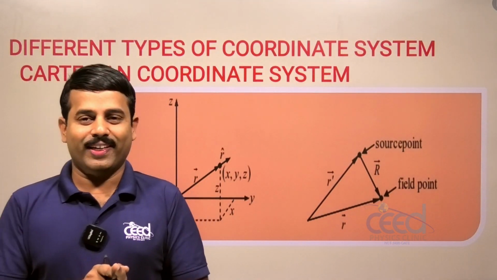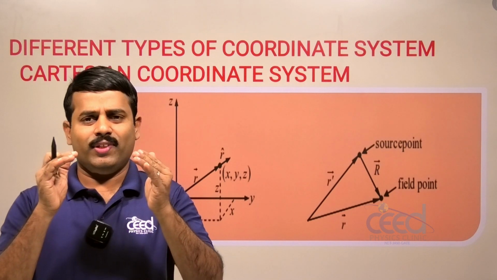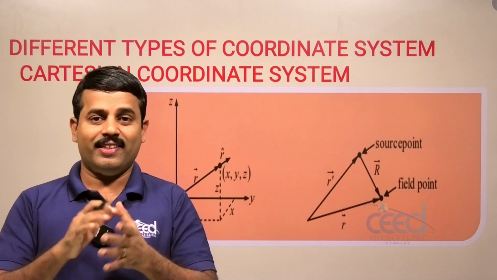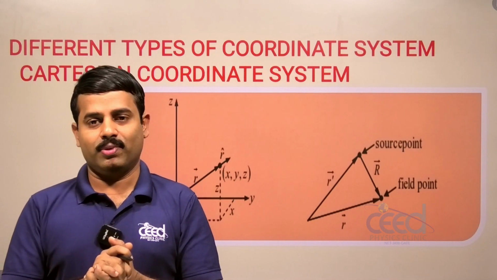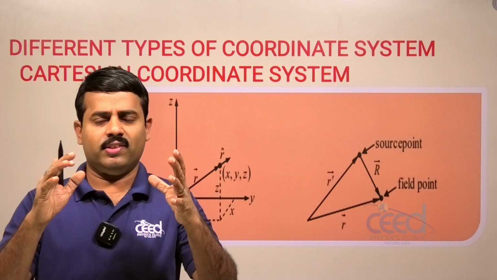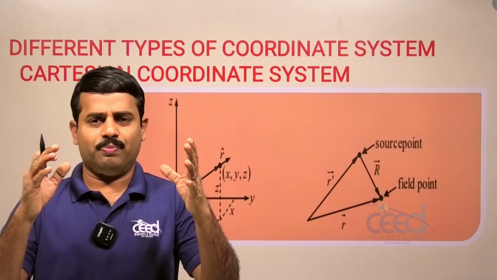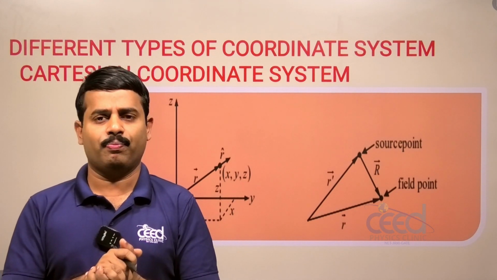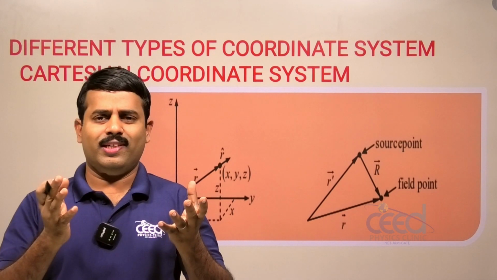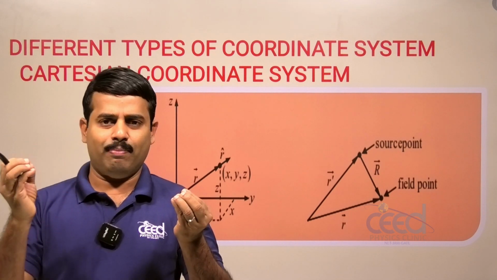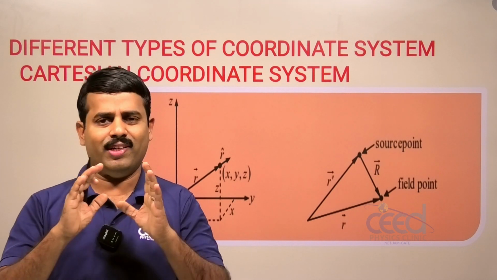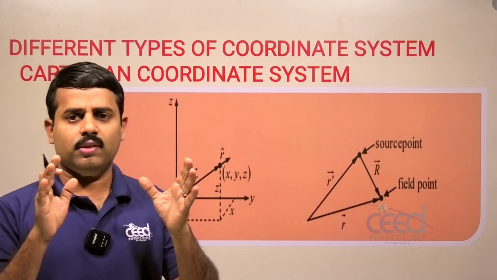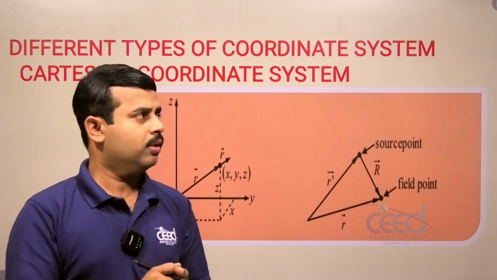Hi friends, good evening. Today we are going to do another section of vector analysis, that is, different types of coordinate systems. Here we discuss what is the Cartesian coordinate system, what is the cylindrical polar coordinate system, what is the spherical polar coordinate system, and then we focus on different volume and area elements, how we represent them in different types of coordinate systems. So let us start with the Cartesian coordinate system.